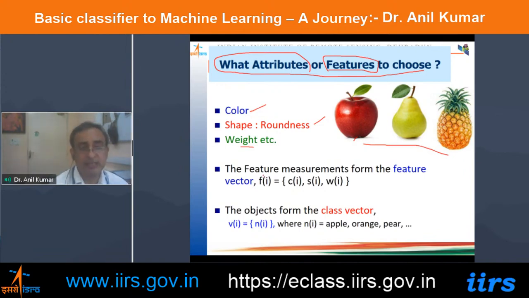So here you can see the feature measurements form the feature vector. Once we have the features of each object, it can be color, it can be shape, it can be weight. So this vector is your feature vector of an object, and objects form the class vector. So once we have this feature vector, we can frame the class vector. In each class, their features are stored, and we can have each object as a class vector.